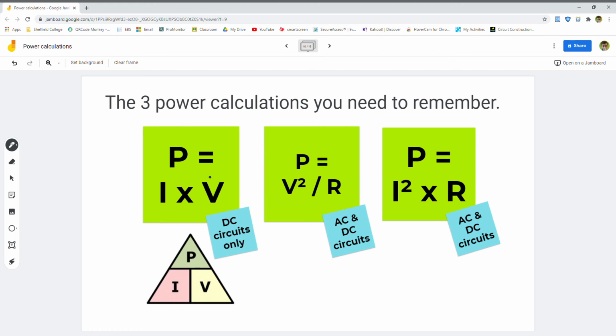What calculation you're using depends on what values you've been given. So obviously if in a circuit you've only been given current and voltage, you're going to use this one. If you've only been given voltage and resistance, you're going to use this one. If you've only been given current and resistance, you're going to use this one. But now we're just going to go into how we get these two calculations, because it all goes back to this calculation and Ohm's law.